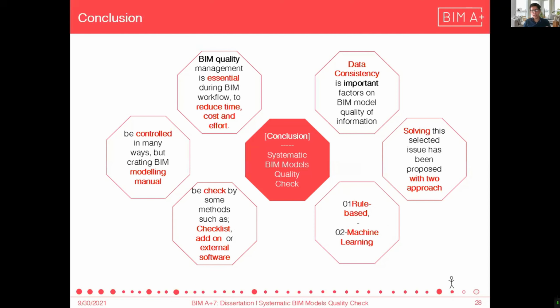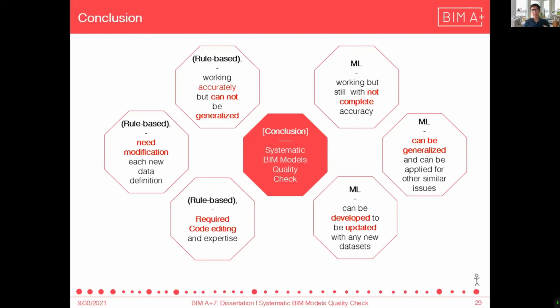So the conclusion, as you can see, is that BIM model quality is essential to reduce time and cost. Controlling can be done by modeling manual. You can control your BIM model quality. It can be checked by a checklist or other external tool. We try to solve data consistency by rule-based and machine learning. Both of them have pros and cons. Rule-based cannot be generalized. It needs expertise to go inside your model and your code to update it. And machine learning is still not 100% accurate, but it can be generalized and can be updated and developed according to the last active learning approach we proposed.